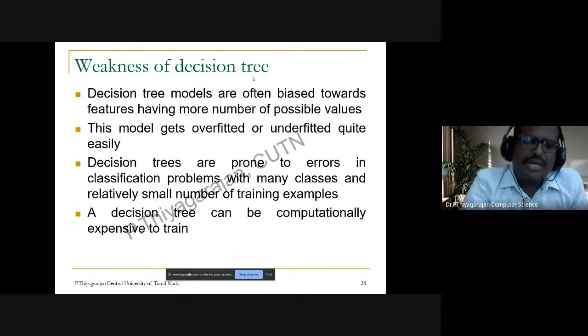And as I said, this model may get overfitted or underfitted quite easily. I have discussed already what overfitting is. The decision tree can be prone to errors in classification problems with many classes and relatively small number of training examples. And a decision tree can be computationally very expensive to train. The training part will be time consuming. If the data set is very large, it will be time consuming.